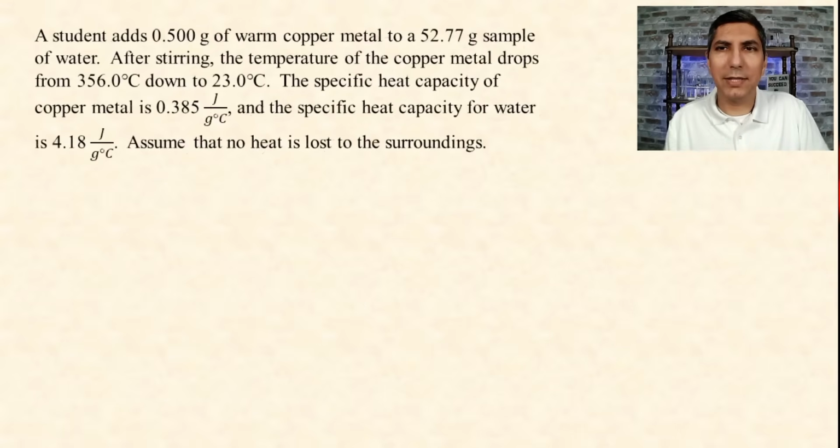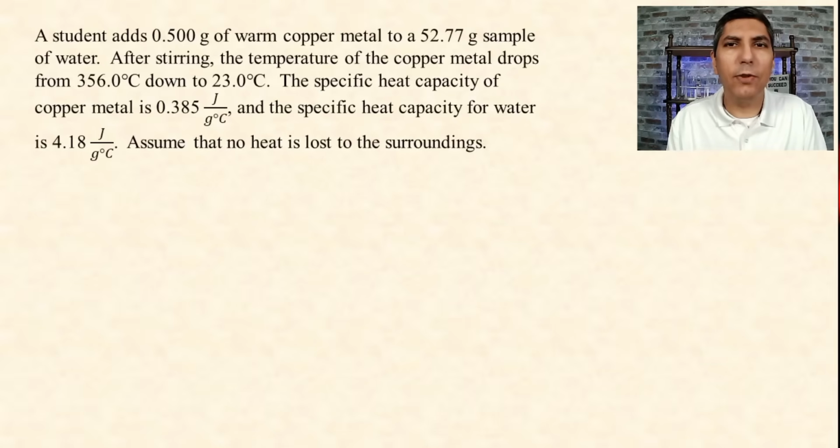Now, let's go on to Unit 6, which is about thermodynamics, and specifically the first law of thermodynamics. And let's say we have a question like this. A student adds 0.500 grams of warm copper metal to a 52.77 gram sample of water. After stirring, the temperature of the copper metal drops from 356.0 degrees Celsius down to 23.0 degrees Celsius.